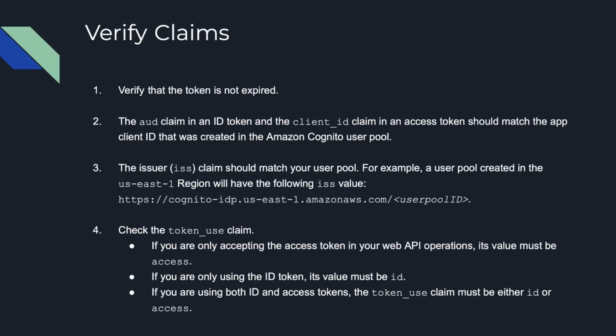So if you're only accepting the access token in your web API operations, its value must be access. If you're only using the ID token, its value must be id. And if you're using both ID and access token, the token use claim must be either id or access.